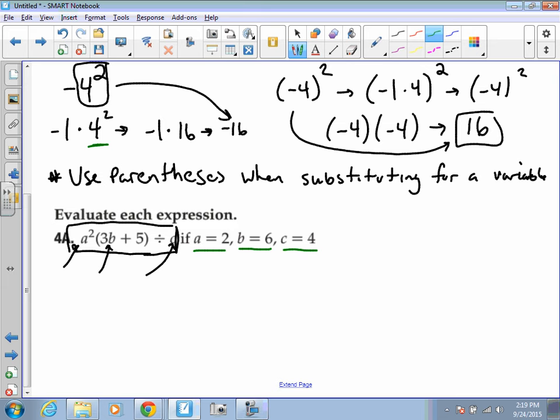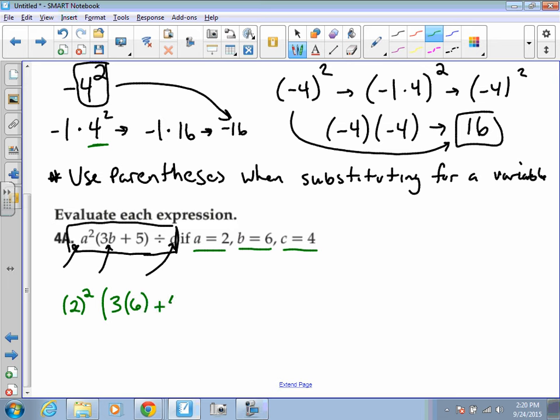So we're going to go to my problem here and just do that exactly. Let's start and work our way through. We have a squared. I see there's an a, so we're going to replace a with 2. So parentheses, 2, that replaced a, and then it had a squared on it. Notice that the squared is on the outside of the parentheses. It's very important. Then I have a bigger parenthesis there and a 3. Right next to the 3, I have a b. I know the value of b is 6, so I'll replace b with 6 now. Then I have a plus.